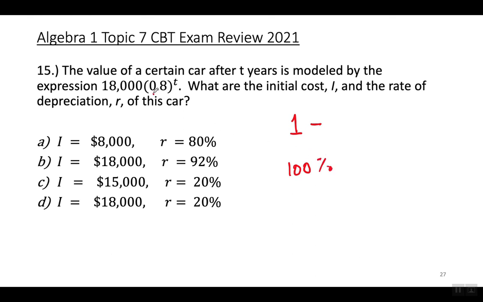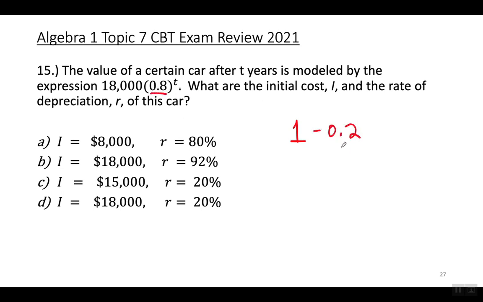So if this is 0.8, that means you're subtracting from 1 is 0.2 in order to get 0.8. Another way to think about it is 100% minus 20% equals 80%. If you got 0.8 here, that means you're subtracting from 1 0.2.